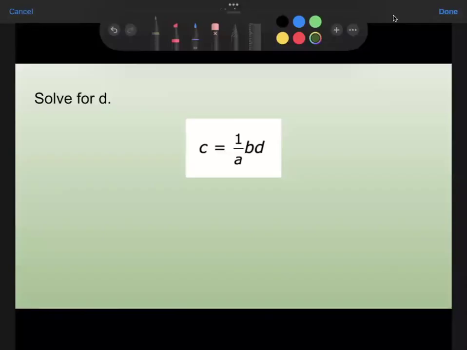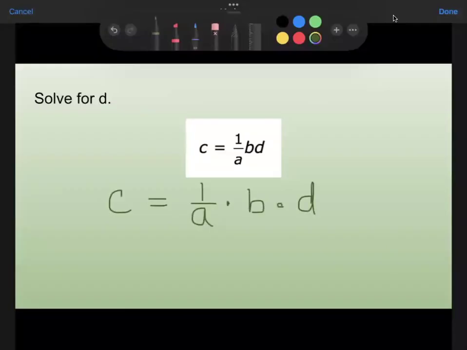Okay, here is our next one. We have the equation c equals 1 over a times b times d, and we are solving for d. So again, my first step is going to be to rewrite this. C equals 1 over a times b times d.